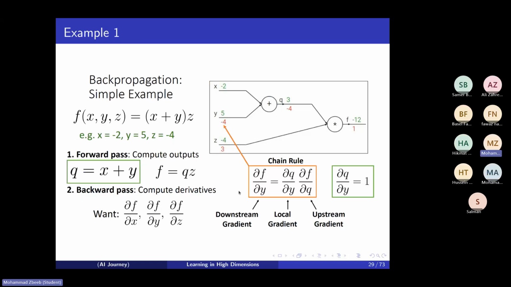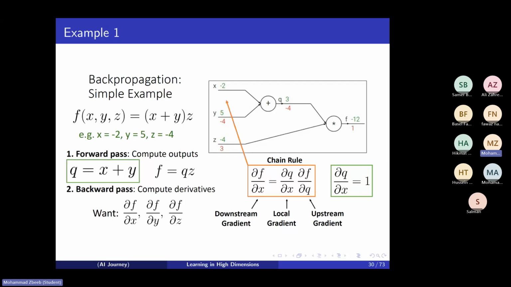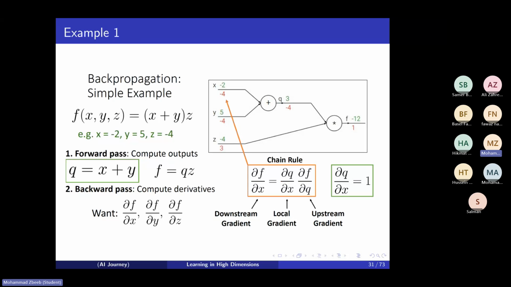Important terminology. I'm going to call df by dy the downstream gradient, the gradient that I'm working on. I'm going to call dq by dy the local gradient, which is the effect directly on the gate. I'm going to call df by dq, the gradient coming to me from the other layers or the other gates, the upstream gradient. The same thing applies to x. So dq by dx is 1, and df by dq is -4. So I distribute the gradient directly, and it also comes out as -4.